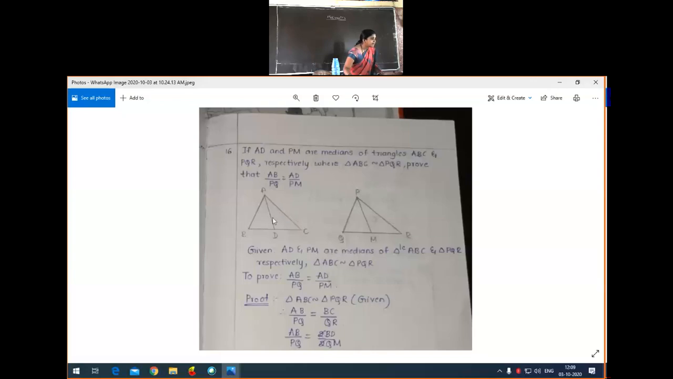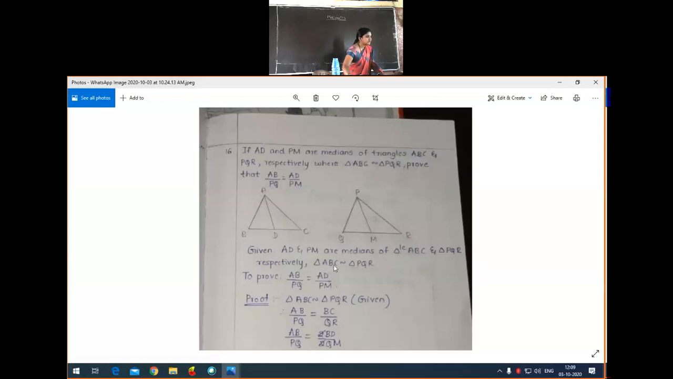Prove that AB by PQ is equal to this median AD divided by PM. In the 14th and 12th question actually, they had already given this AD by PM ratio equal to AB by PQ. But here they are giving that triangle ABC is similar to triangle PQR. We have to show that this AB by PQ is equal to this AD by PM. Given AD and PM are medians of triangle ABC and triangle PQR respectively.